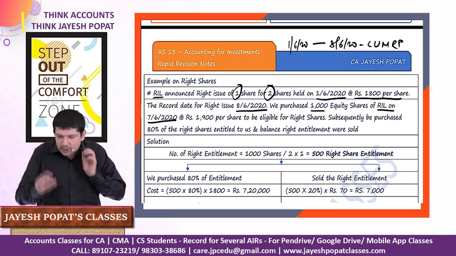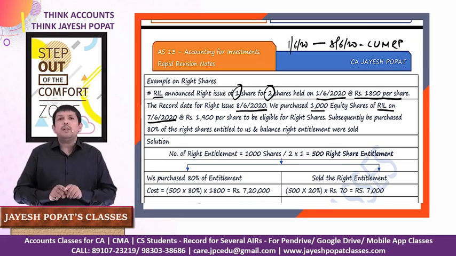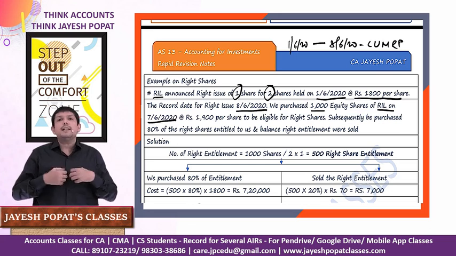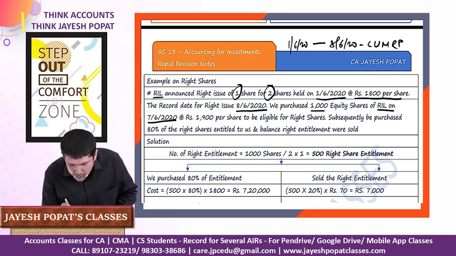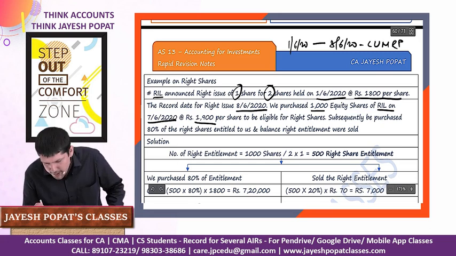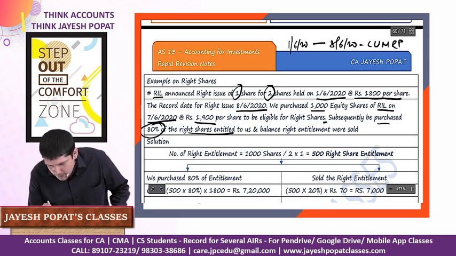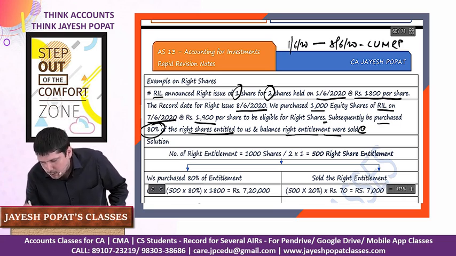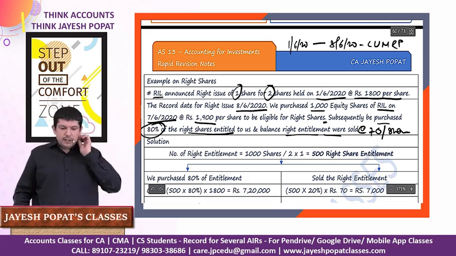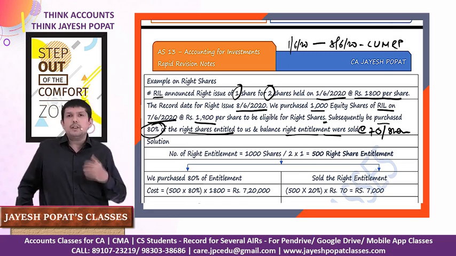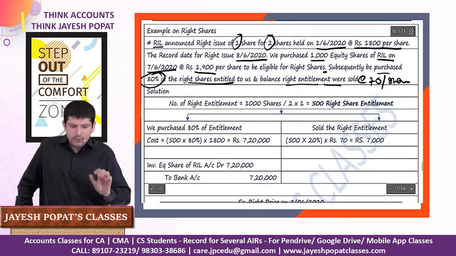So we have acquired 1000 shares of Reliance on 7/6/2020, which is between the announcement date and the record date. So the price at which we are buying it is known as a cum right price. So we bought it at 1900 per share. To be eligible to get the right shares, subsequently we purchase 80% of the right entitlement to us, and the balance right entitlement was sold at, let's say, 70 per share. So 80% of right shares we purchased and 20% of the entitlement we sold to somebody else who wanted to buy these shares. Now we'll see how to deal with it.